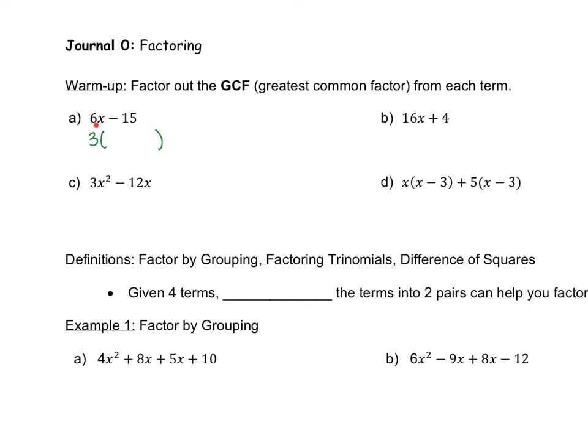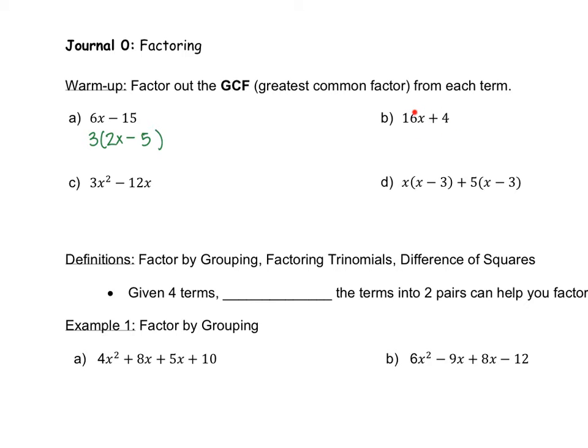Now I have to think about, okay, well, if I divide out a 3, this becomes a 2x, the first term. Drop down that minus sign. If I divide 15 by 3, I have a 5. So this really is the highest number that I can bring out, and I'm left with 2x minus 5 on the inside of the parentheses. Remember, when we distribute that 3, that becomes 6x minus 5.